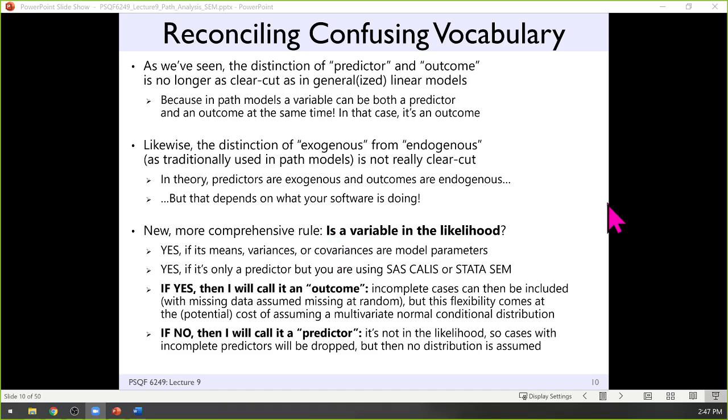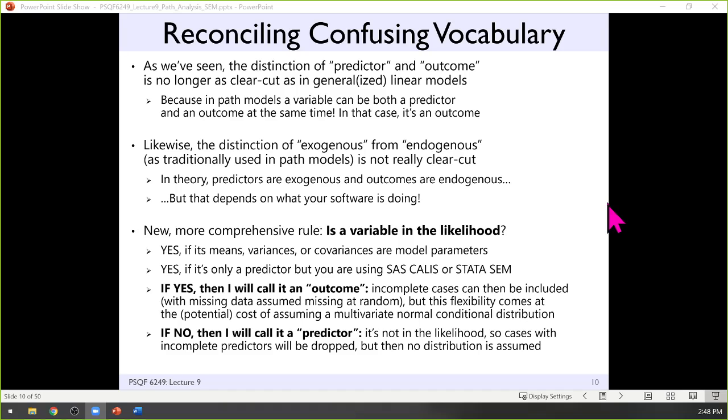Is your variable in the likelihood? Then it's an outcome. Then it's endogenous, even if nothing is predicting it. If it's not in the likelihood, it's a predictor. So missing data is only handled to the extent that you're willing to turn all of your variables into outcomes. Otherwise, cases with missing data are kicked out if they're just predictors. So that means you have to reconfigure your model and have a predictor become predicted, or you have to just list its mean, variance, or covariance.